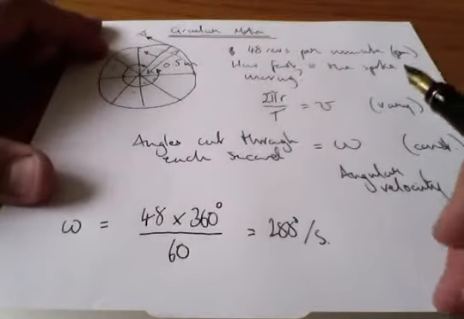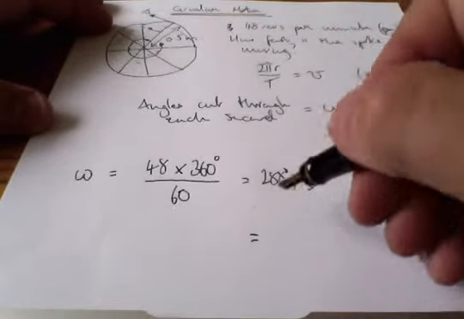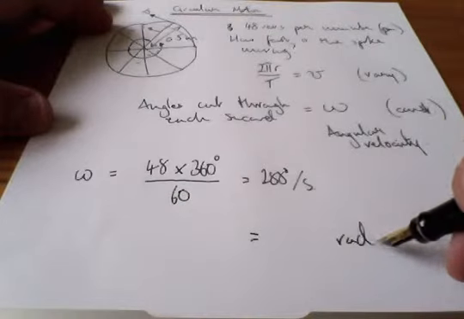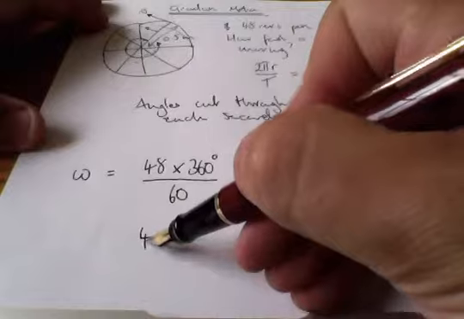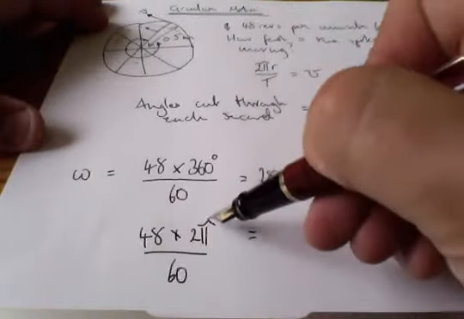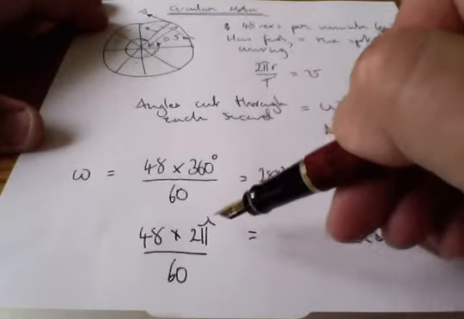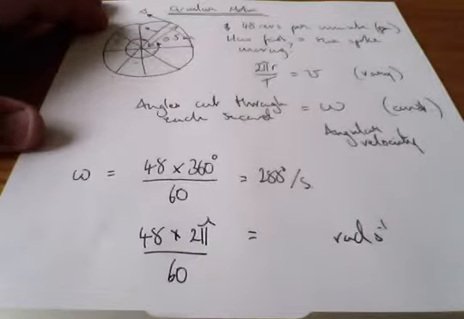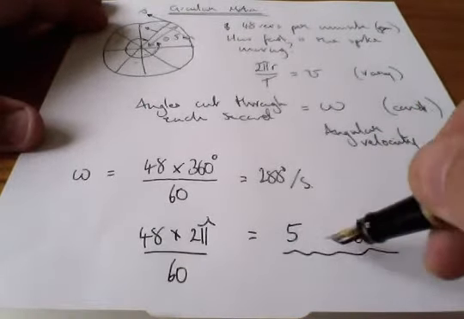Okay, but it's not really that useful to talk about things in degrees per second. It's much easier to talk about things in radians per second. So what would this be if we had it in radians per second? Very simply, rather than using 360 degrees, we'd use the number of radians in one complete revolution, which is 2 pi. So if we plug that number in, we come out with a nice one of 5 radians per second.